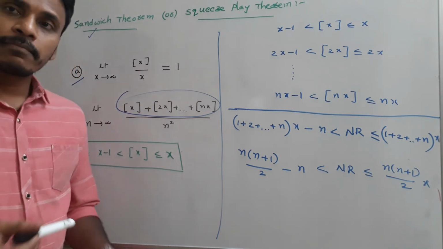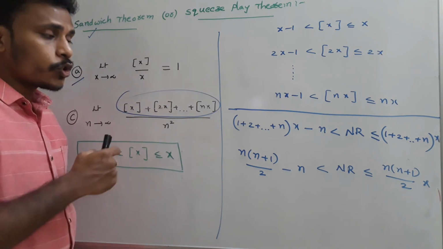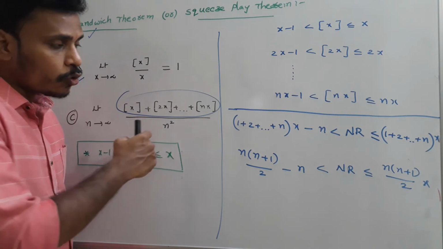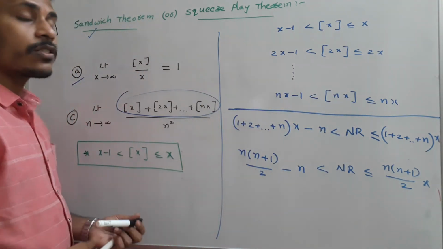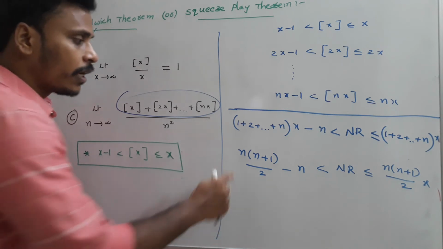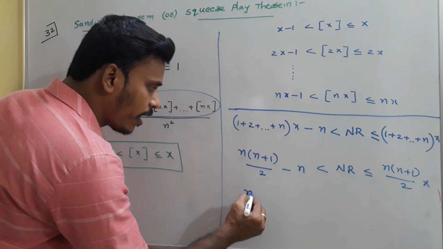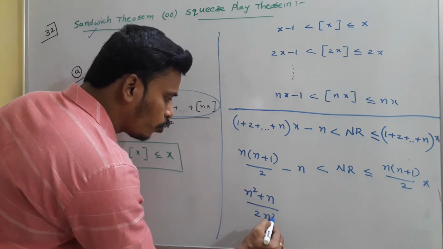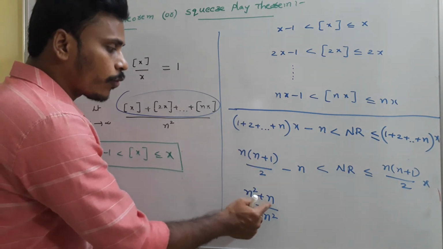And then we need this numerator divided by n square. So divide that numerator by n square. So for that, divide everything with n square. So when you divide everything with n square, what will happen? This function divided by n square, this expression divided by n square. I will write it like this: n square plus n divided by 2n square. Is there anything wrong? N into n plus 1 is n square plus n.